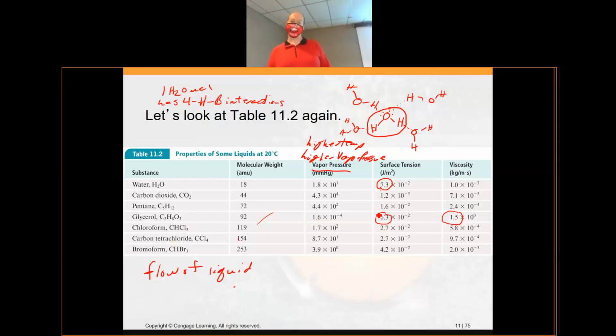And so if you know glycerol, then you know that. If not, you can look at these numbers and see that it has the largest number for the viscosity, which means it's going to flow very slow. All right, so viscosity, motor oils, they talk about viscosity, and it is about how thick it is and how it flows out of the bottle.